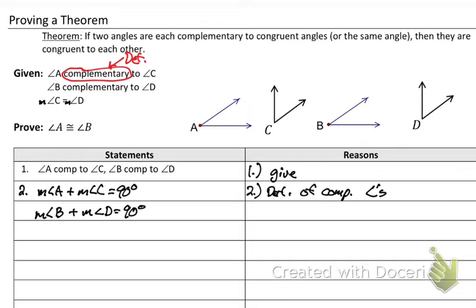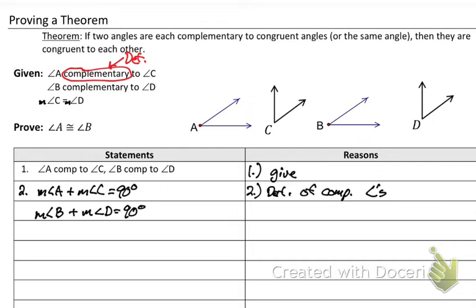Okay, then we have to prove that angle A is congruent to angle B. So we have A goes to C, B goes to D, but C and D are equal to each other. So we have a link between all of them. We're going to try to get these things equal to each other in a statement.